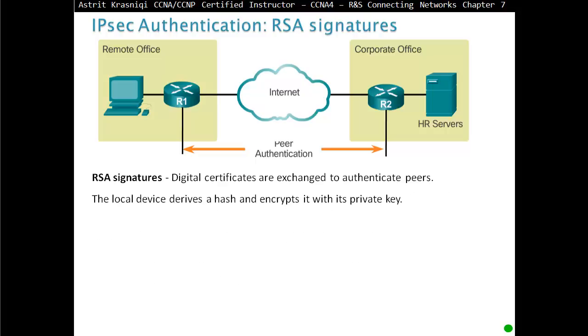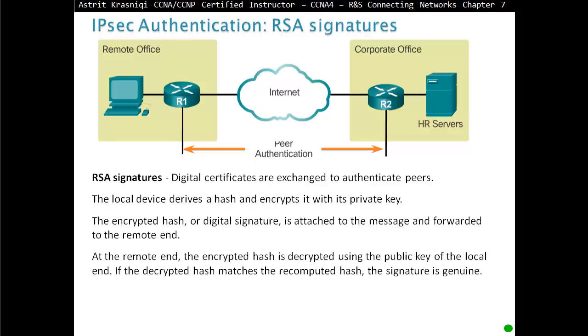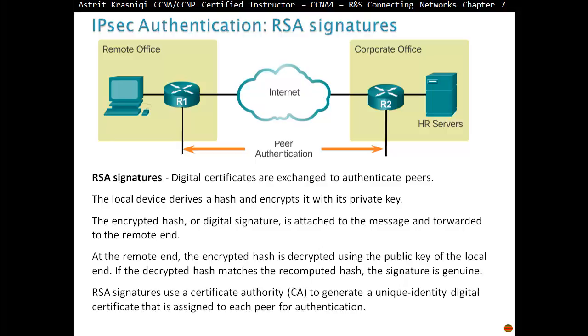RSA signatures are digital certificates that are exchanged to authenticate the peers. The local device derives the hash and encrypts it with its private key. The encrypted hash, or digital signature, is attached to the message and forwarded to the remote end. At the remote end, the encrypted hash is decrypted using the public key of the local end. If the decrypted hash matches the remote recomputed hash, the signature is genuine. RSA signature uses certificate authorities, or CA for short, to generate a unique identity digital certificate that is also assigned to each peer for authentication.